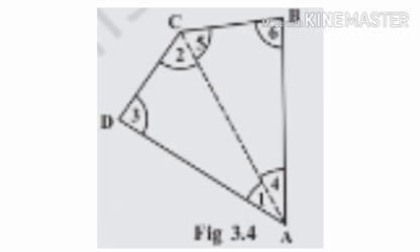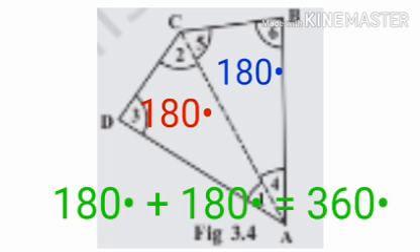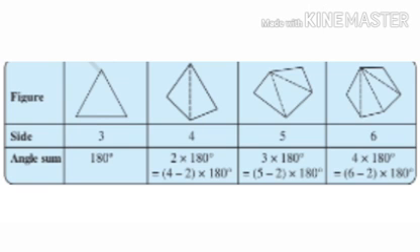Next topic is angle sum property. You can see a four-sided figure, that is a quadrilateral, and it is divided into two triangles. You have already learned that the sum of all angles of a triangle is 180 degrees. So the sum of all angles of two triangles means 180 plus 180, that gives you 360 degrees. Therefore, the sum of all angles of a quadrilateral is always 360 degrees. Same way we can find the angle sum property of other polygons too.